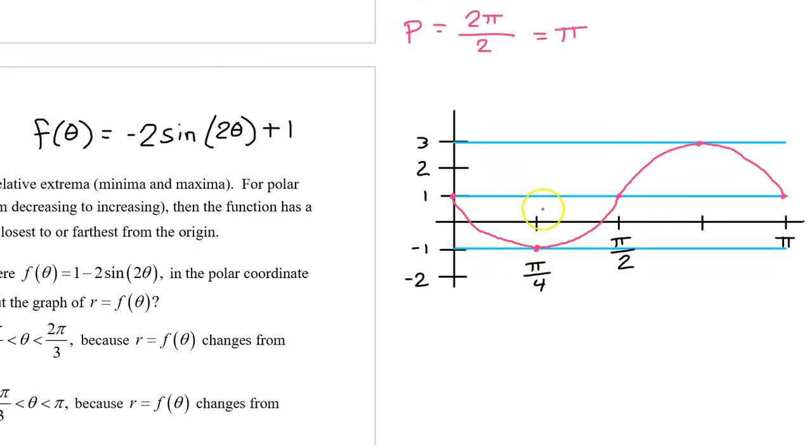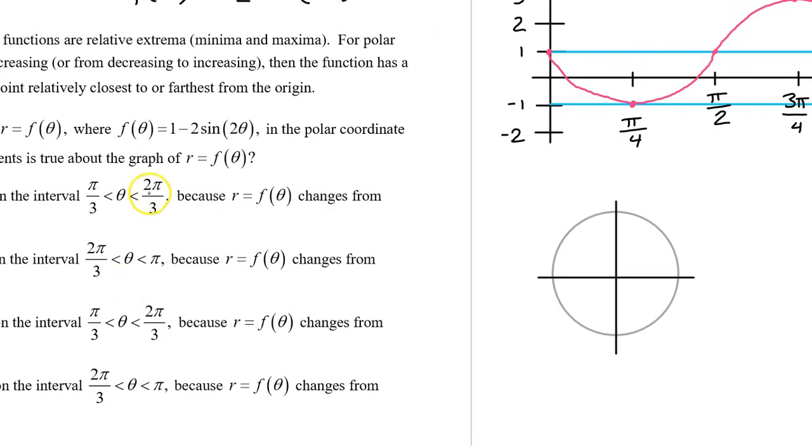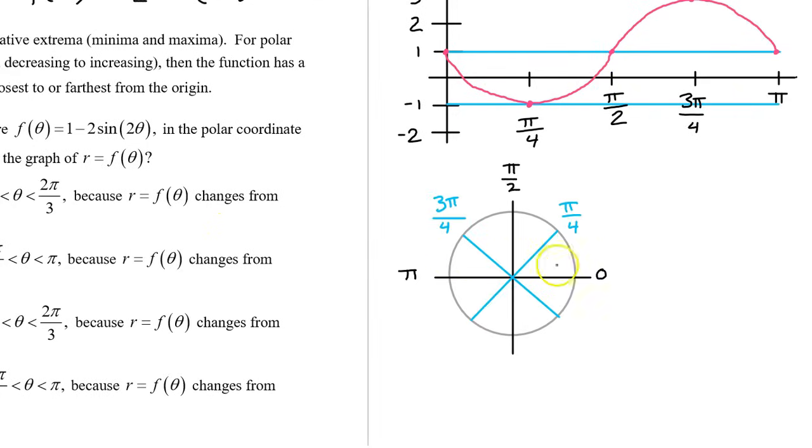And then this is 1 pi over 4, 2 pi over 4, and 3 pi over 4. The answer choices mention pi over 3 and 2 pi over 3, so I feel like we should get those values on our graph. Here's 0, pi over 4, pi over 2, 3 pi over 4, and pi shown on the unit circle.